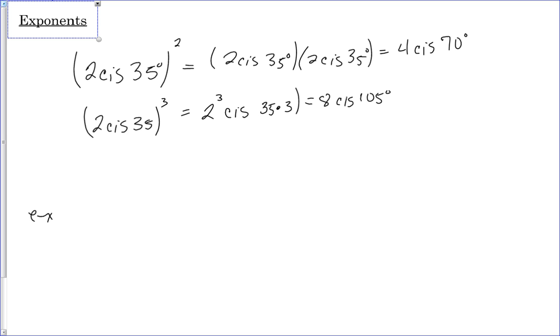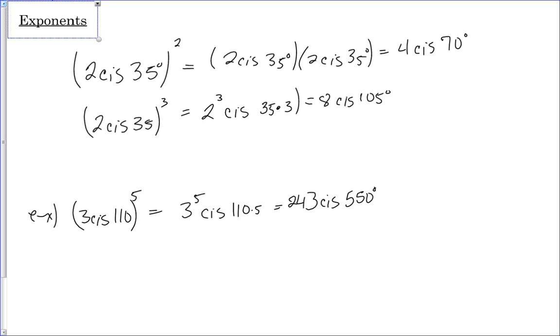All right, here, you try this example real quick. We have 3 CIS of 110 raised to the 5th power. So pause the video and work that out real quick. All right, so you should have got 3 to the 5th CIS 110 times 5. So 3 to the 5th power is 243, CIS, and then 110 times 5, well, that's 550. So that's literally all there is to exponents with the polar form of complex numbers.